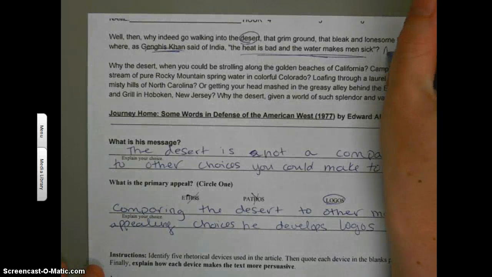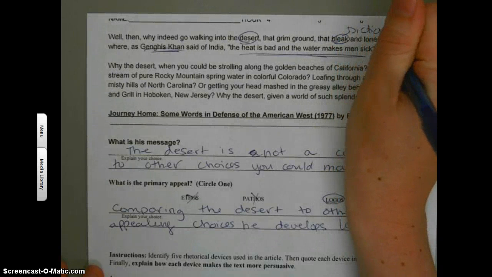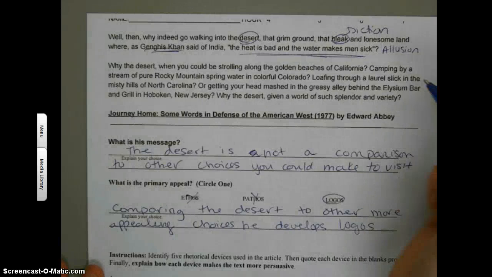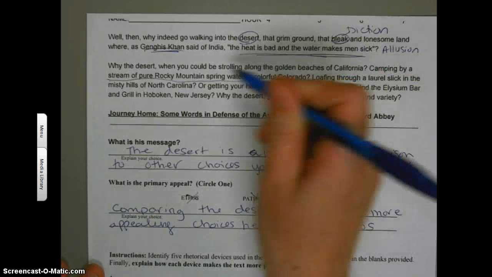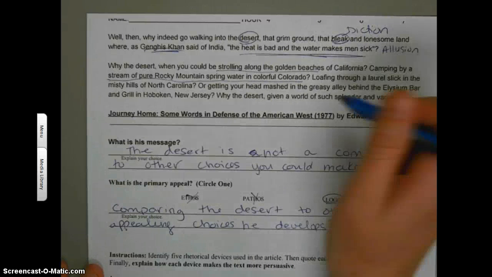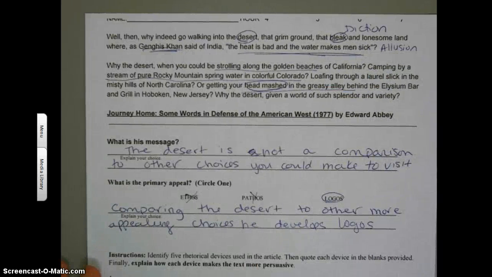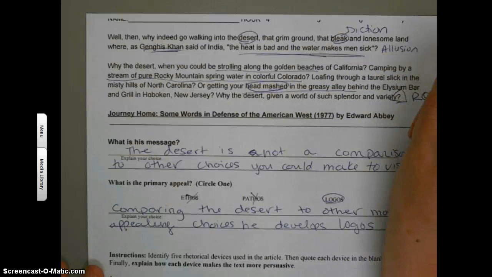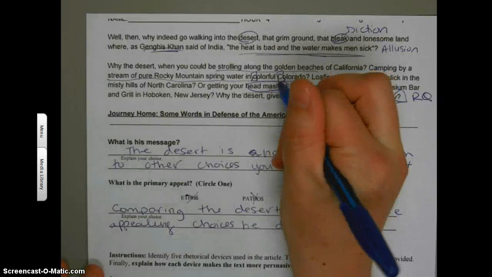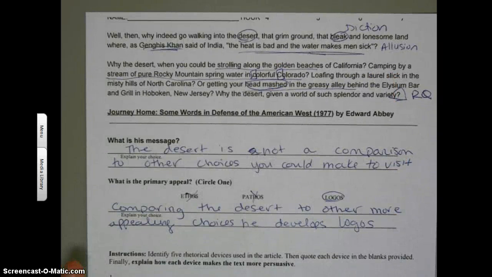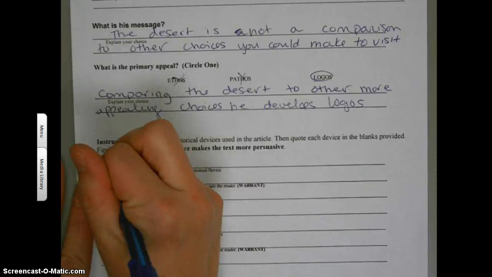So I've already mentioned there's an allusion. We have diction. There is some imagery. Strolling along golden beaches. A head mashed in the greasy alley. Now, head mashed would be diction. So we have diction, rhetorical questions, and then a couple people picked up on the alliteration, although alliteration is pretty hard to explain why that is persuasive. So I'm going to pick rhetorical questions.